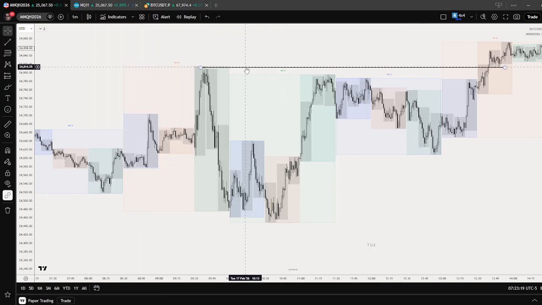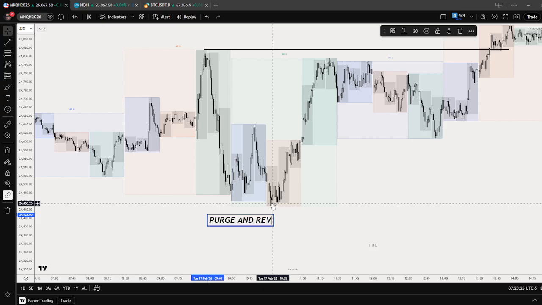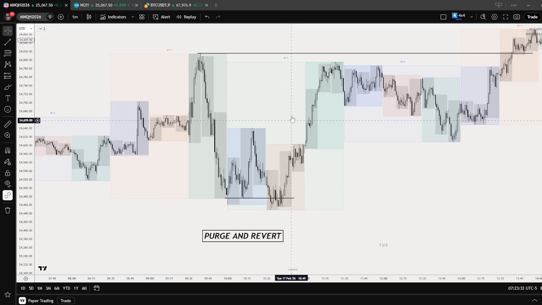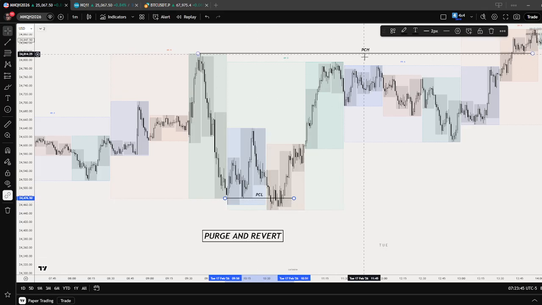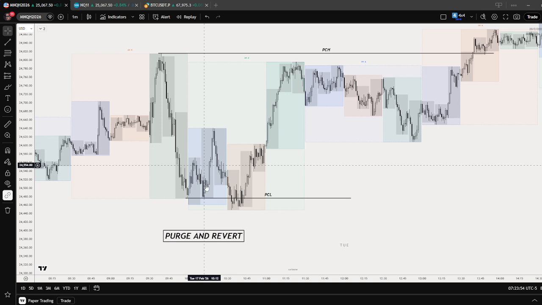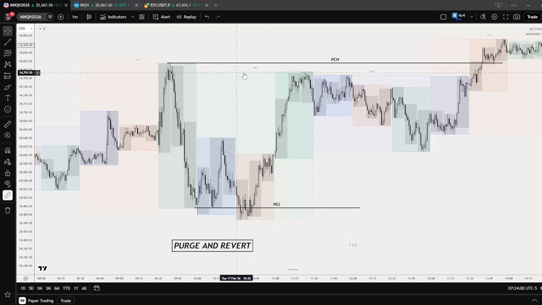So first, draw on liquidity is purge and revert model. So purge and revert. Take a look. We are purging the previous cycle low and we are reverting to the previous cycle high, which is right there. Previous cycle low, previous cycle high. Purge and revert. So if you're trading purge and revert, you want to target the previous cycle high. Purge the previous cycle low, revert to the previous cycle high.